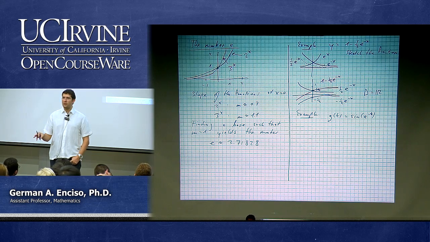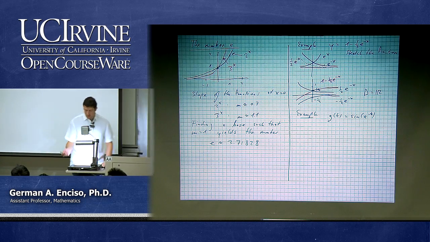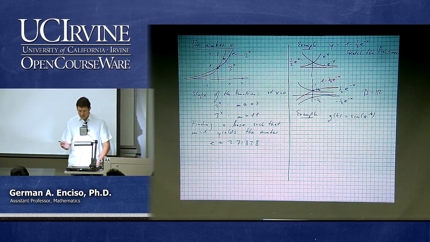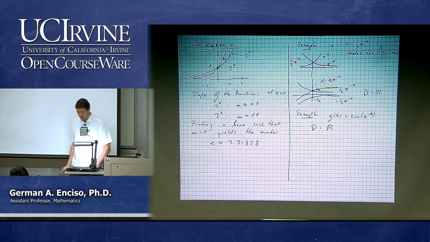And once you have a number, e to the minus t, can you plug it into the function sine of x to get a number? Yes. Are there any restrictions on the argument, on the input of the function sine of x? No. Okay? So because there are no restrictions either on the function e to the minus t or on the sine function, we can say that the domain is all the real numbers.